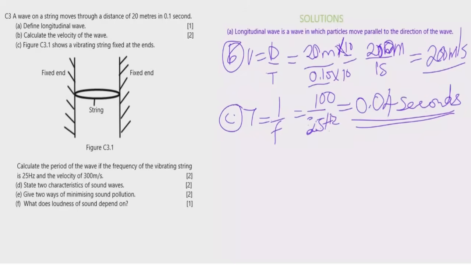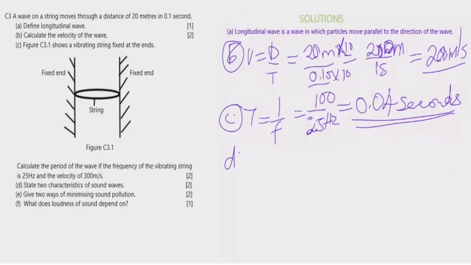Okay, we come to question D, which is: state 2 characteristics of sound wave. What are the characteristics of a sound wave? What makes sound wave different from other waves? What makes you identify that this is a sound wave? Okay, so we are answering question D.